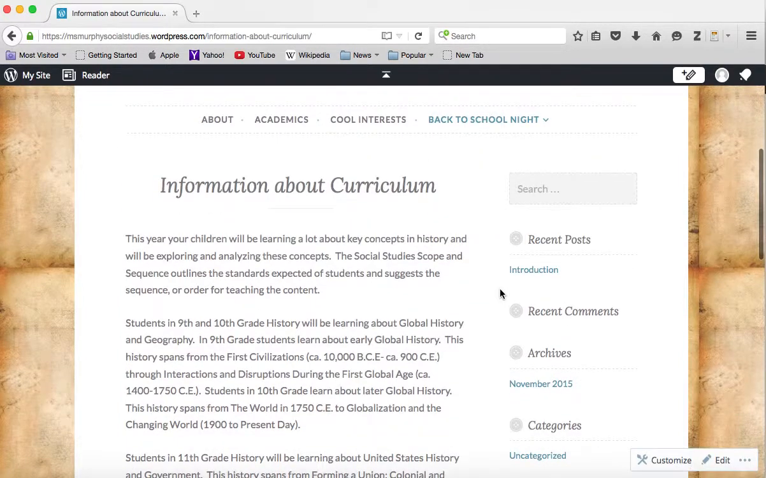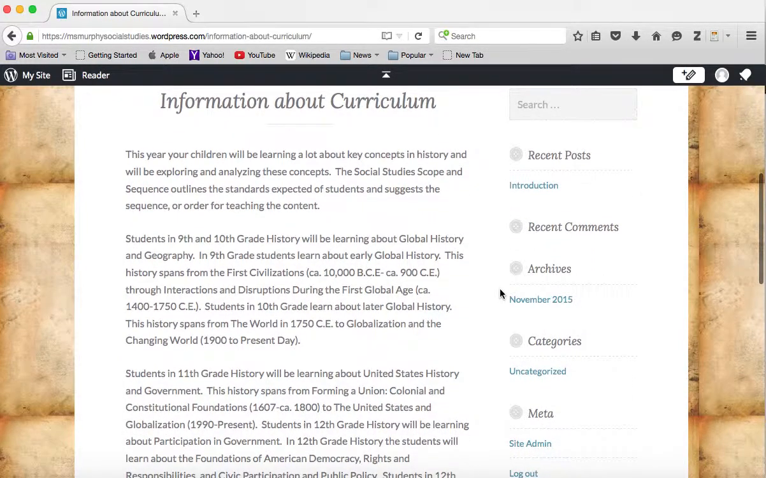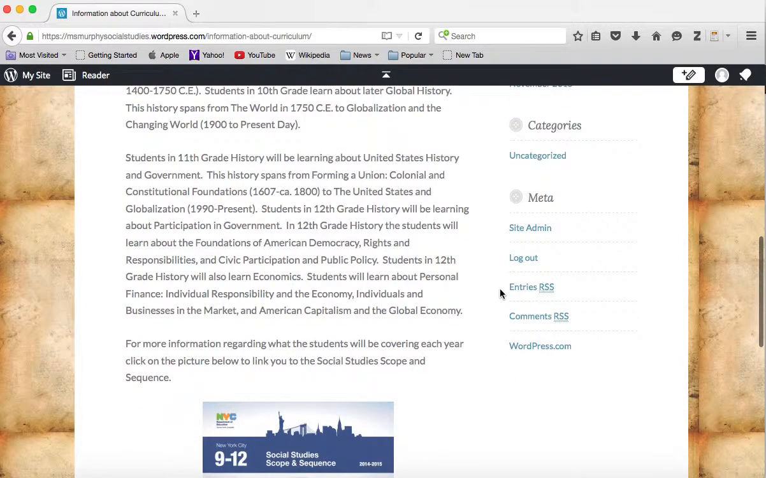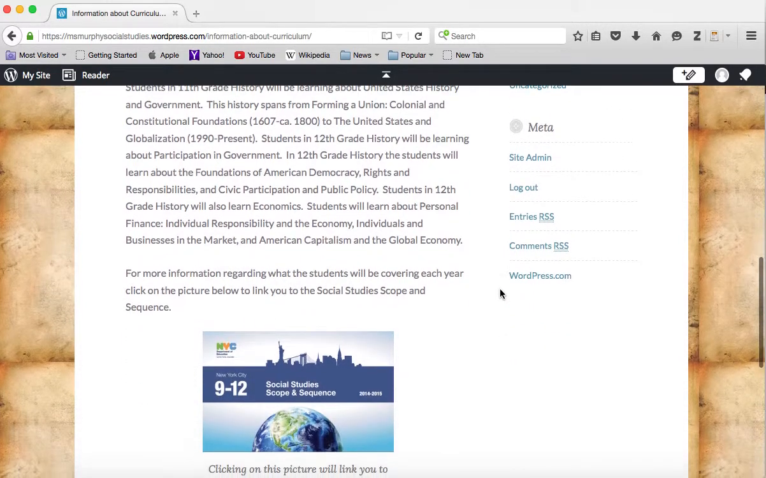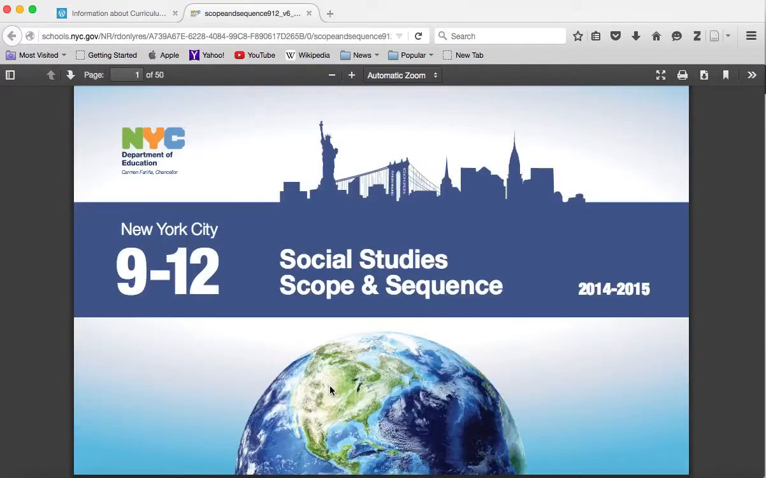On this page, I give a brief outline of what to expect in each of the grades. I've outlined what type of history the students will be learning in each grade, as well as the time periods that will be covered. For a more detailed description of what the students will be learning, you can click on this picture and it will link you to the Social Studies Scope and Sequence for grades 9 through 12.